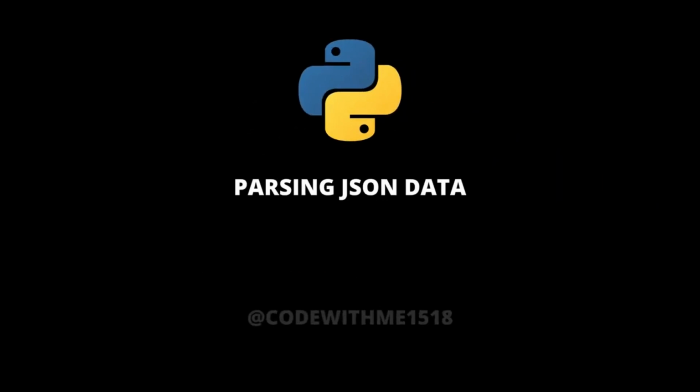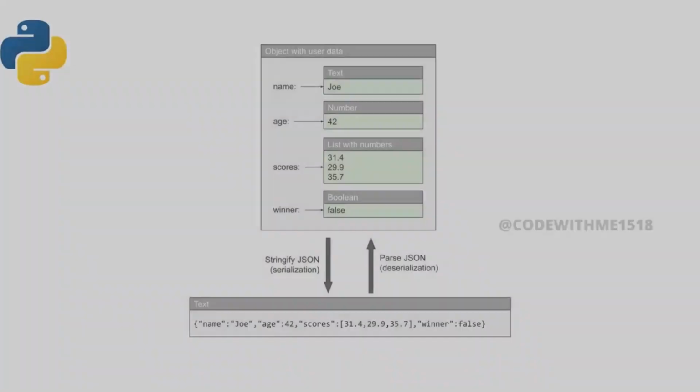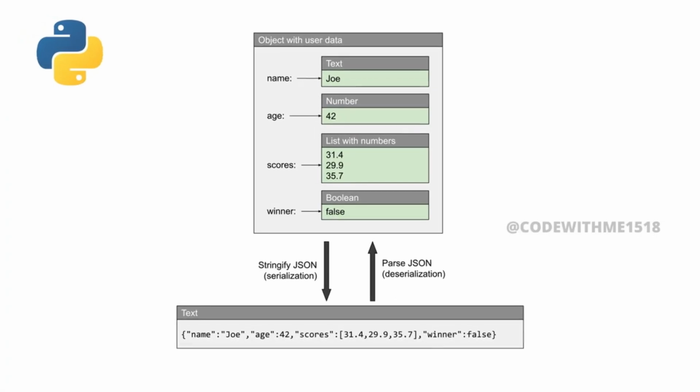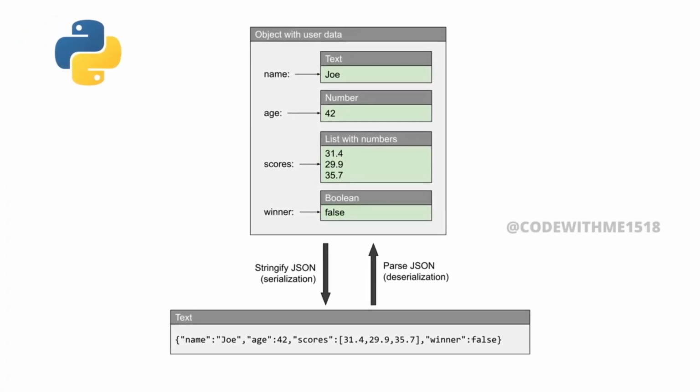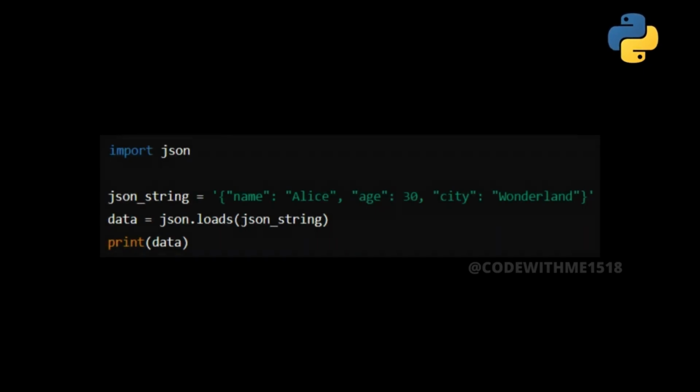Next, let's talk about parsing JSON data. Parsing is the process of converting a JSON string into a Python dictionary. Here's an example of parsing JSON data from a string. In this example, we use the json.loads function to parse a JSON string into a Python dictionary.